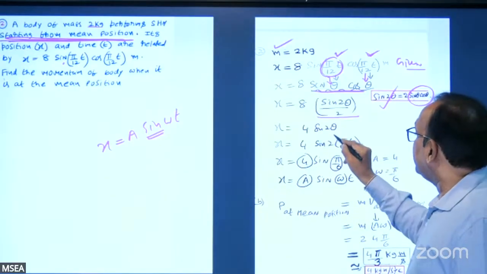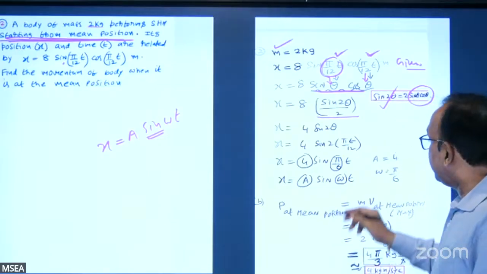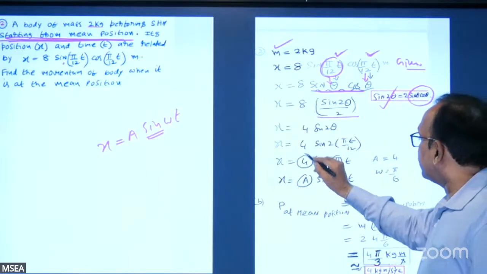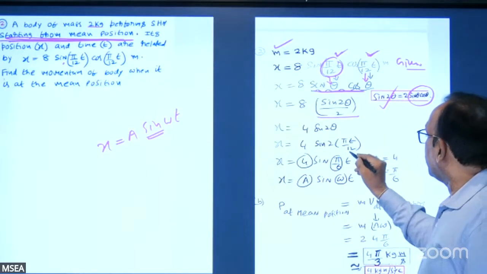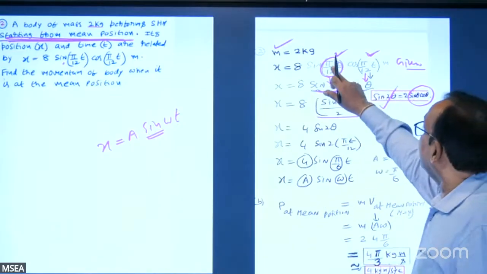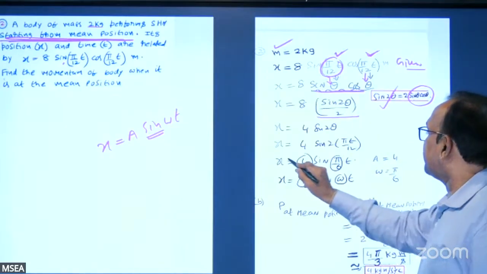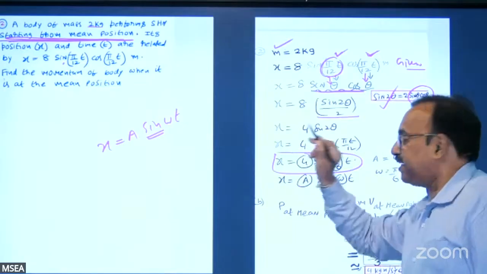So x is 4 sin 2θ. What is θ? It comes out to be πt by 12. If you just do simplification there, x is equal to 4 sin, the 2 and 12 get cancelled, πt by 6. So we have successfully converted this sine and cos term into a single sine term. This is what we got.